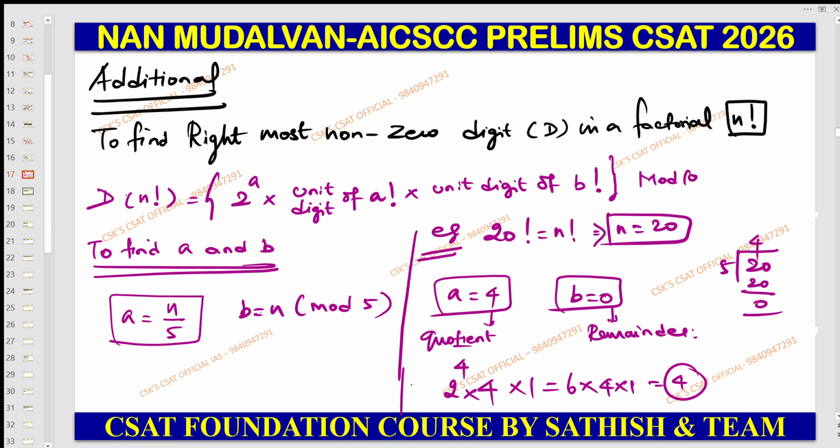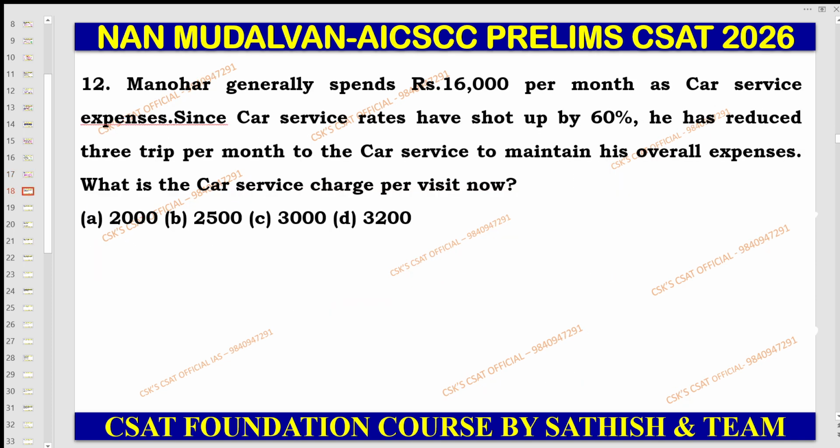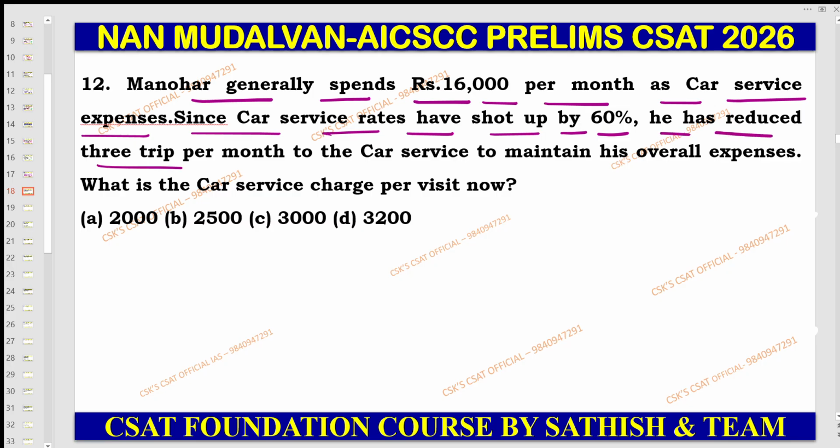Next we'll move on. Next, this question, a simple question, but some calculations are there. First thing here is to read the question carefully. Manogar generally spends rupees 16,000 per month as a car service expense. Since the car service rate has shot up by 60%, he has reduced 3 trips per month to the car service to maintain his overall expense.